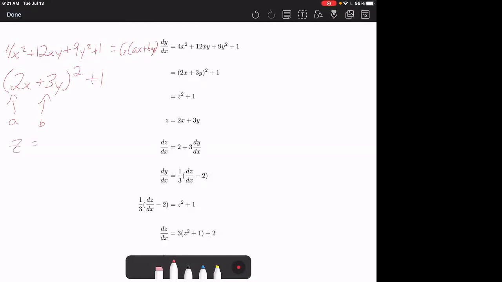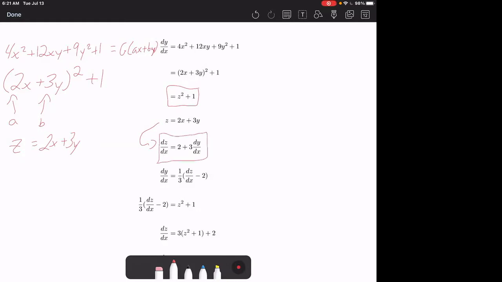z is equal to 2x plus 3y. In which case we now have that dy/dx is equal to z squared plus 1. Well, what is dz/dx equal to? We're just going to take the derivative of both sides of this equation with respect to x. We get that dz/dx is equal to 2 plus 3 dy/dx.